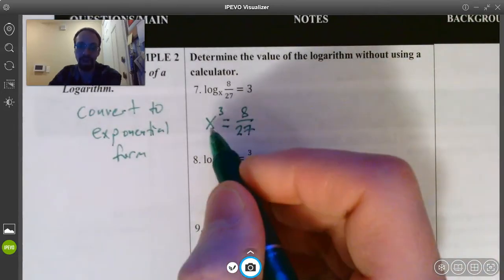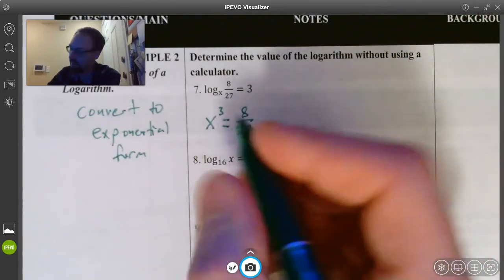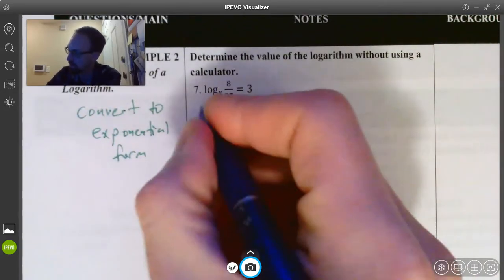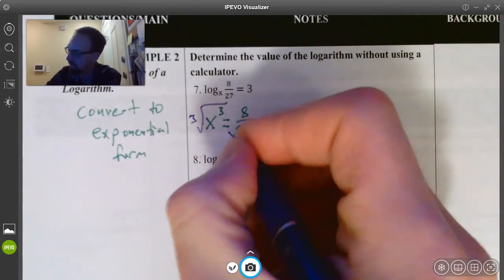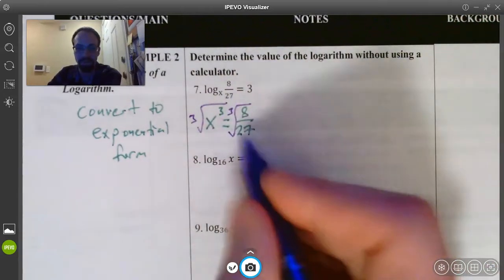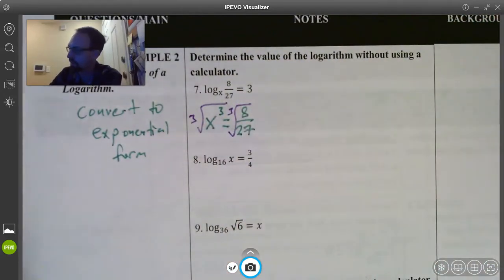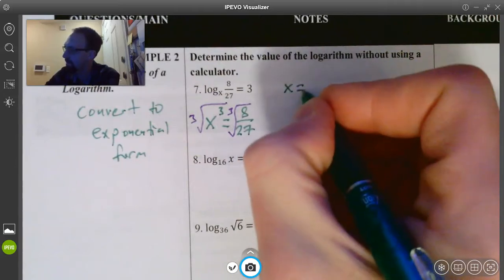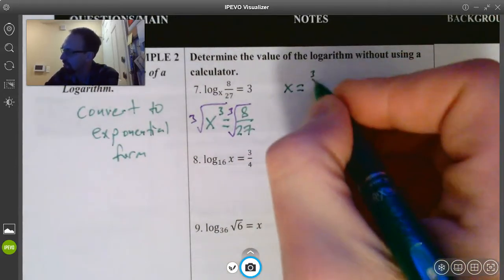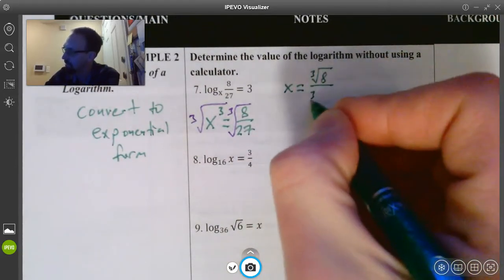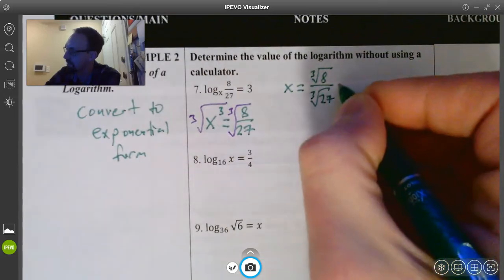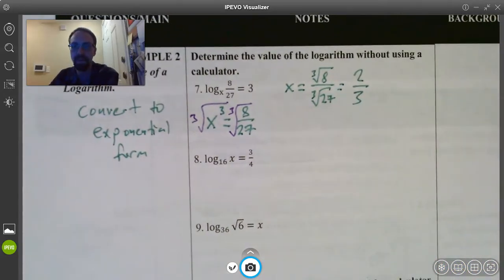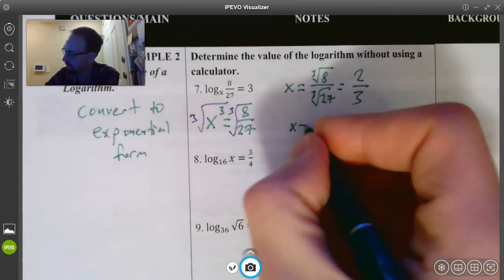To do that, I can take the cubed root of both sides. If I take the cubed root of this and the cubed root of this, this is the same as taking the cube root of the numerator and the denominator. So I'm going to have x equals the cubed root of 8 and the cubed root of 27. Both of these simplify nicely, and I get x equals 2/3.